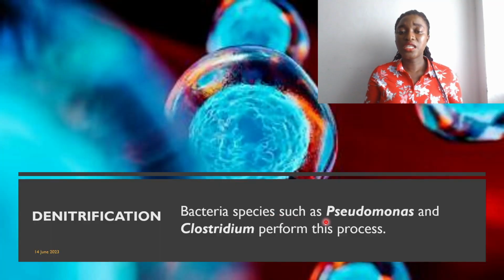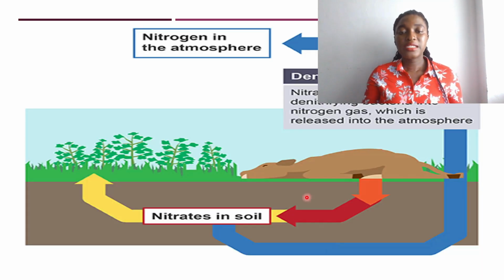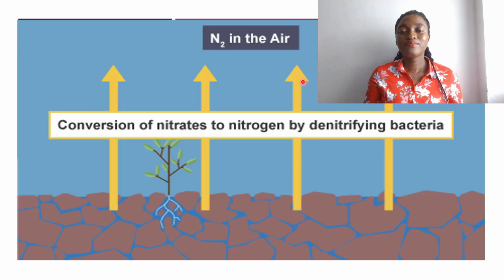With denitrification, the bacterial species which can denitrify include Pseudomonas and Clostridium. And this is an example of such happening. The nitrates are broken down by denitrifying bacteria. Here, the nitrates in the soil are being removed and released into the atmosphere. So that is what we see right there.